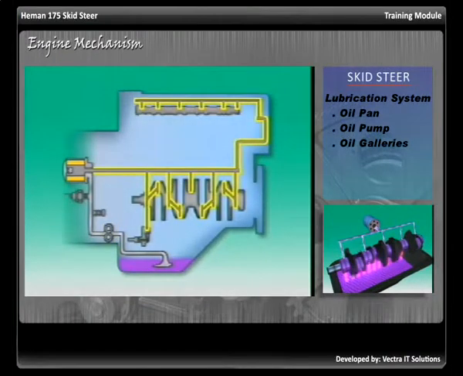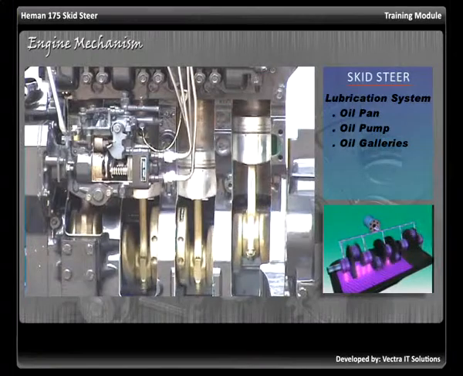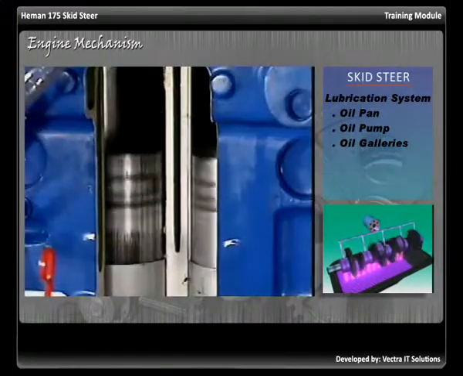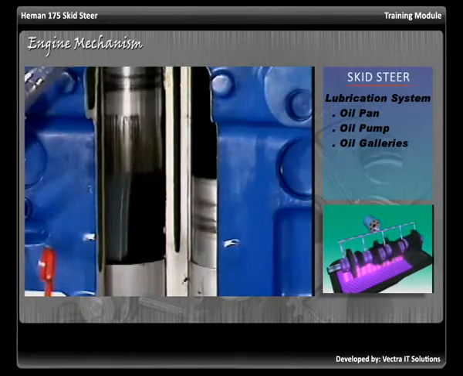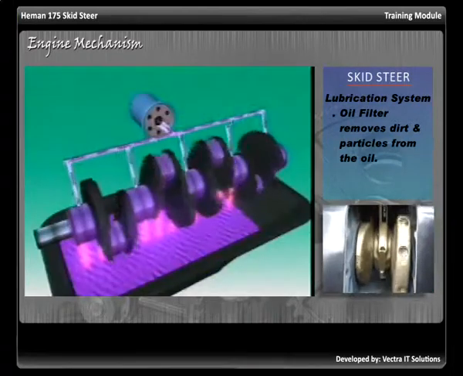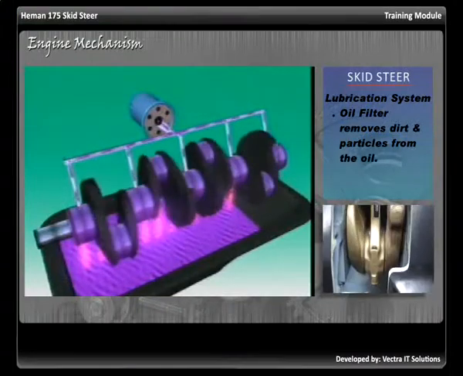Oil galleries are small passages in the engine block that direct oil to the moving parts. Oil that is being pumped to the crankshaft main bearing travels through oil vase to the connecting rods. Oil also gets splashed onto the piston walls. A filter is usually provided to remove particles of dirt from the oil. The circulation of the oil in this manner also helps in the cooling of the internal parts.